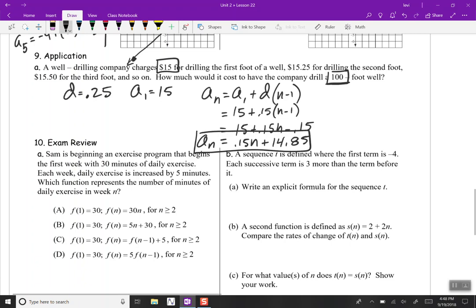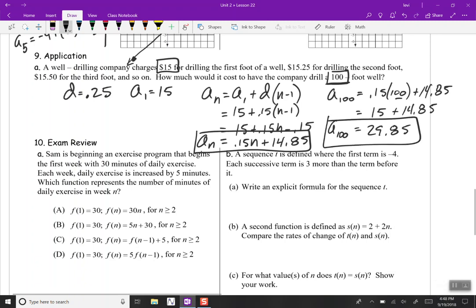So now we want to plug in 100 for that. So we'll say a sub 100 equals 0.25 times 100 plus 14.75. And 0.25 times 100, we just move the decimal place twice to the right. So that's 25 plus 14.75 equals $39.75. So now that told us just that last foot, that 100th foot. So to get the whole cost of drilling the well, we need to add each one of those.